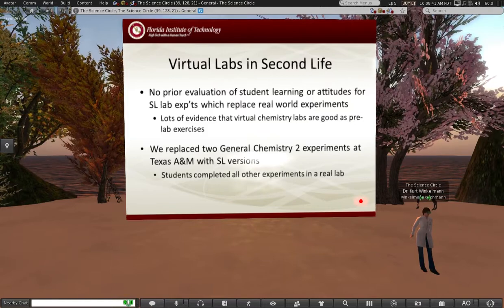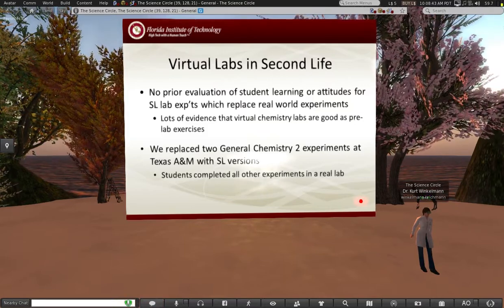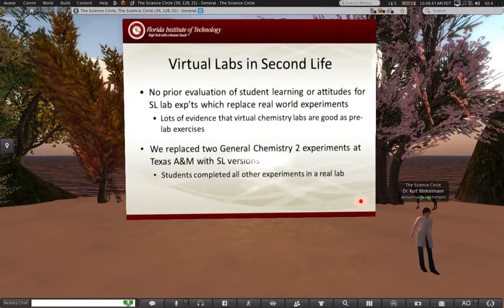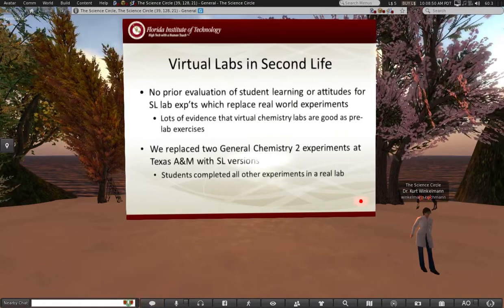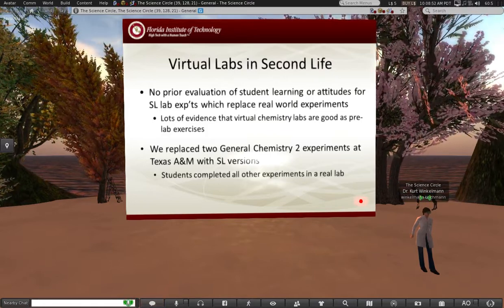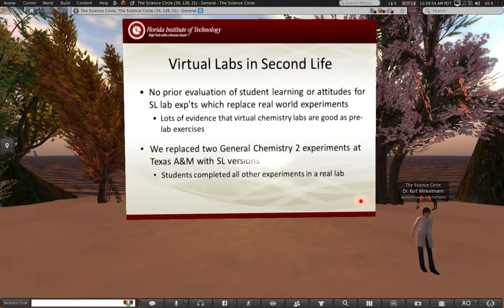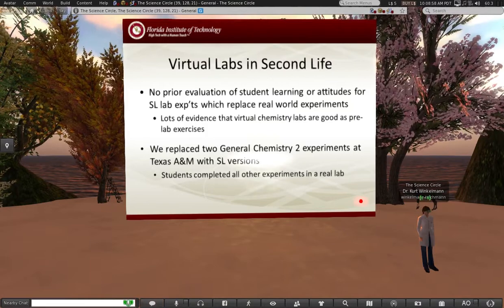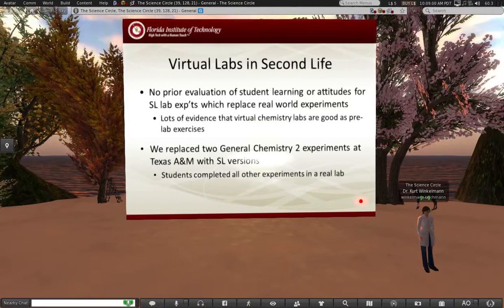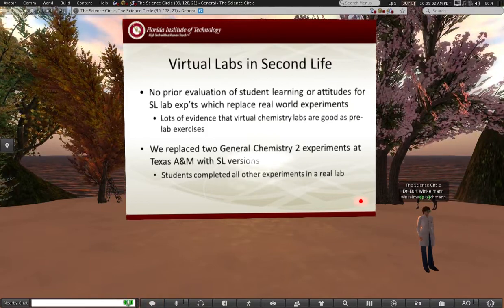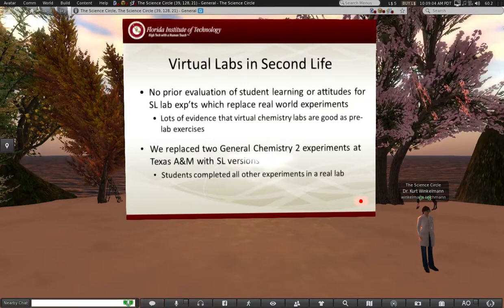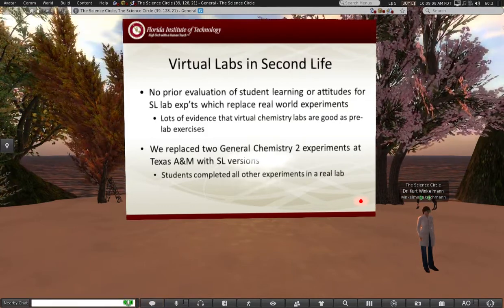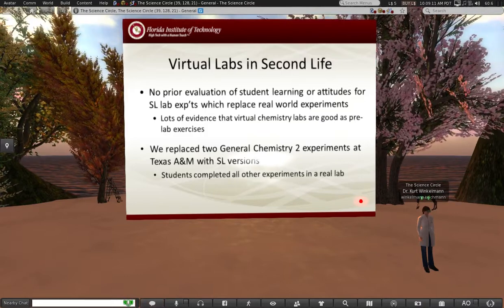In terms of virtual labs, there are a lot of published articles talking about chemistry labs done in a virtual environment augmenting or being like a pre-lab activity before going into the real lab. And of course, virtual pre-lab activities are beneficial as well, but we really wanted to look at actually replacing chemistry experiments that were conducted in a real lab.